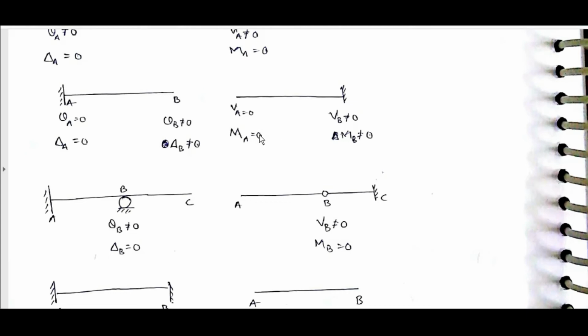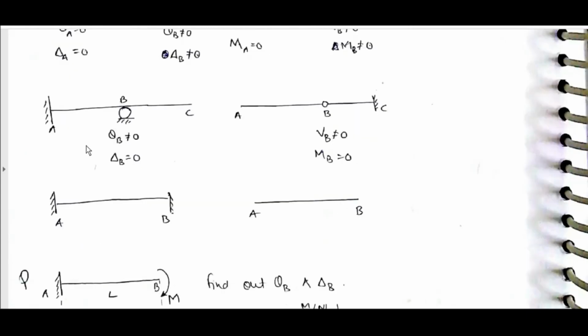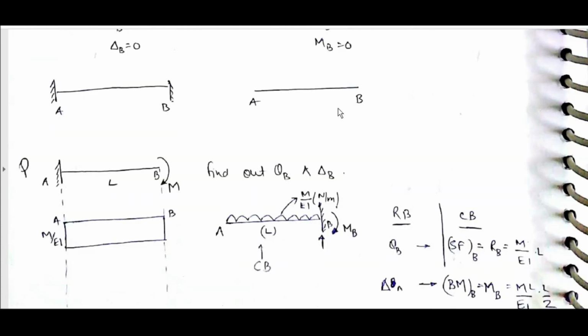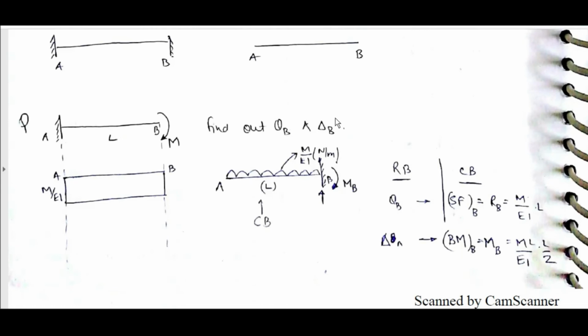V_B equal to 0, M_A equal to 0, V_B not equal to 0, M_B not equal to 0. Here roller: theta B not equal to 0, delta B equal to 0. V_B replaced by internal hinge: fixed, free, fixed. V_B not equal to 0, M_B equal to 0. Both sides fixed, both sides free. Okay.